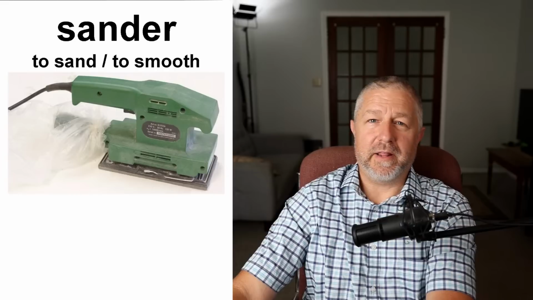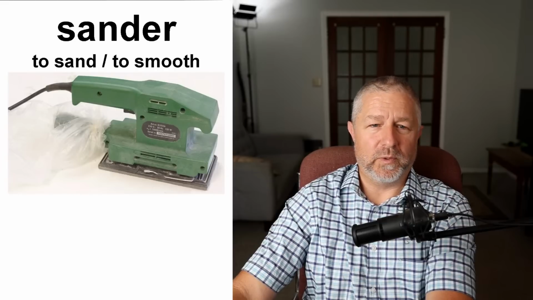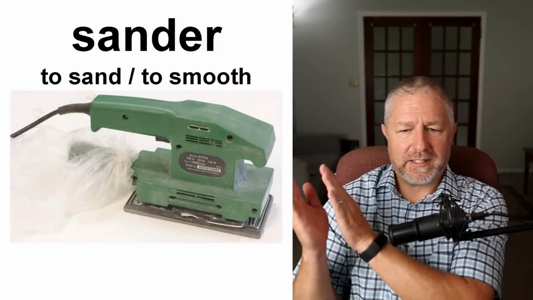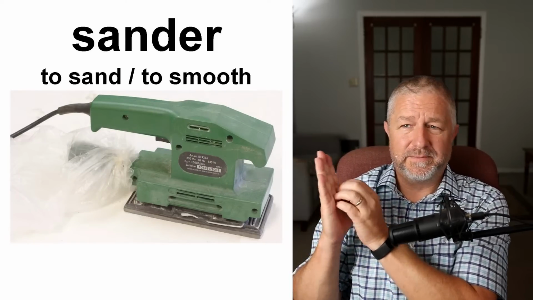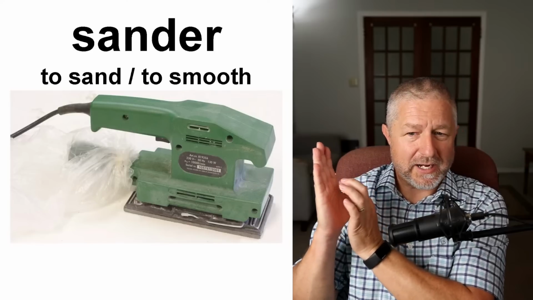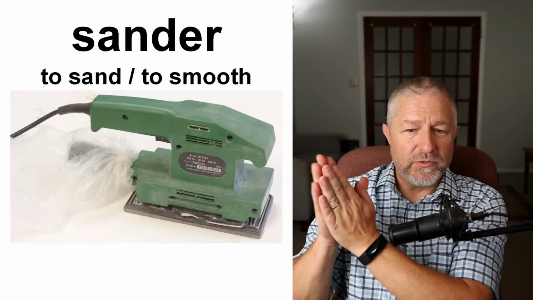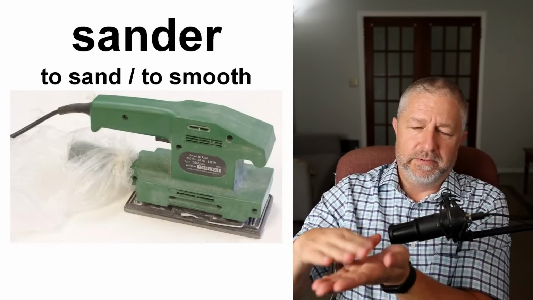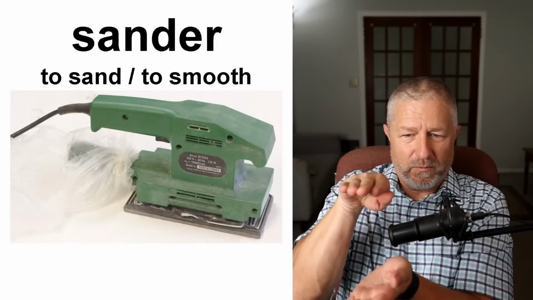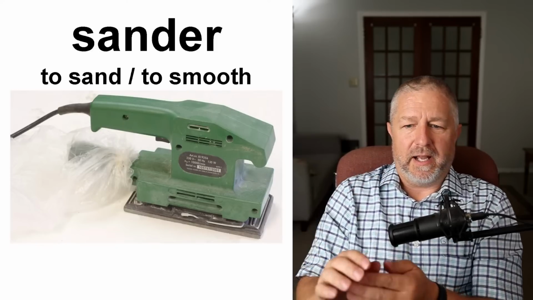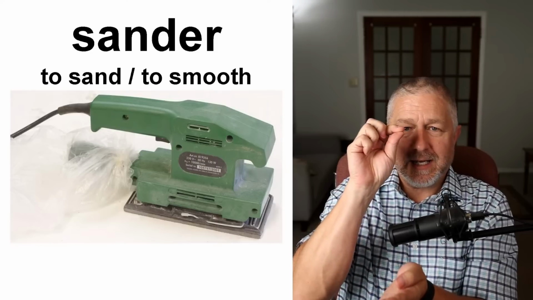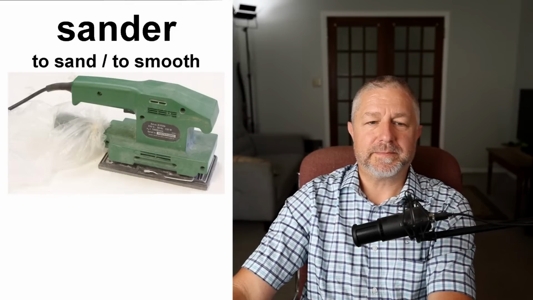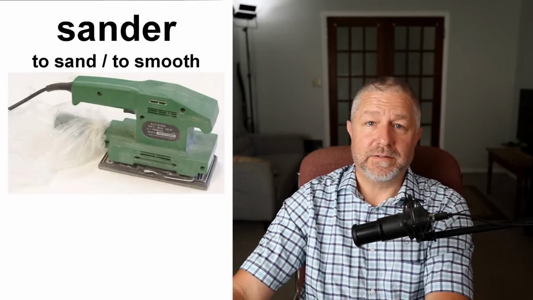A sander. We like things to be smooth when we build them out of wood, and sometimes even when it's made out of metal. A sander has sandpaper on it that's really like rough paper with sand glued to it, and it moves really fast. So it's moving really, really fast in one direction or many directions. And it basically removes a tiny layer from the wood or metal to make it very, very smooth. And you use it to sand or to smooth.